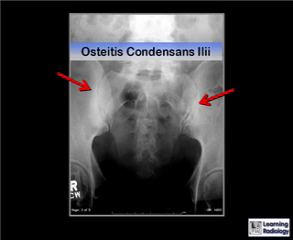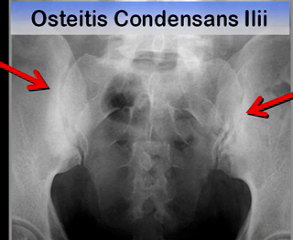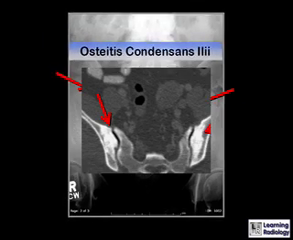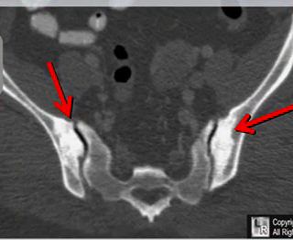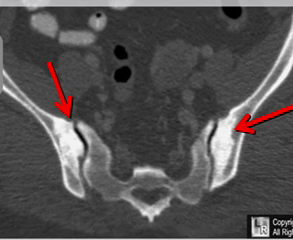This is a plain film example of osteitis condensans ilii. The red arrows are pointing to the sclerosis, which actually is only on the iliac side of the sacroiliac joint, but which may project on both sides of the sacroiliac joint because of the oblique nature of the joint. And this is a CT scan in osteitis condensans ilii, in which the red arrows are again pointing to the sclerosis on the iliac side of the sacroiliac joint.